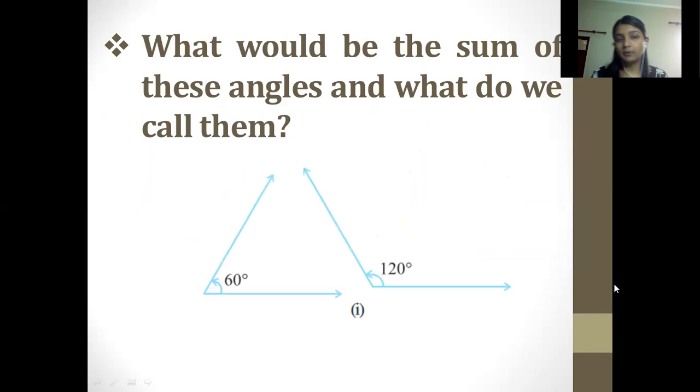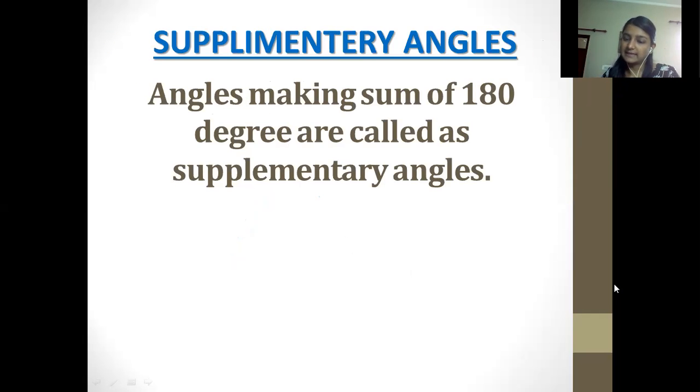So what would be the sum of these angles and what do we call them? Now we know that if we are adding two angles which make a sum of 90 degrees, it is considered complementary. Now they are already given one angle that is 120 degrees, so we know that it is going beyond 90 degrees. So what would this angle be called? If we are adding 120 with 60, what would be the sum? 180 degrees. So what angle would we be calling 180 degrees? Yes, it would be called supplementary angles.